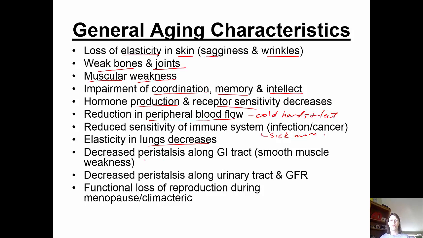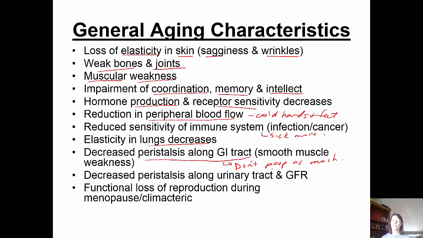Decreased peristalsis along the GI tract. You don't poop as much. So you see commercials for Metamucil because you have to be regular. They say you should poop 3 times a day. I don't know many people who actually poop 3 times a day. You should have more fiber. Fiber is going to help keep your digestive tract healthy. Decreased peristalsis along the urinary tract. Oh, that means your urine is not going to move along as well from kidney to bladder and then bladder through urethra.